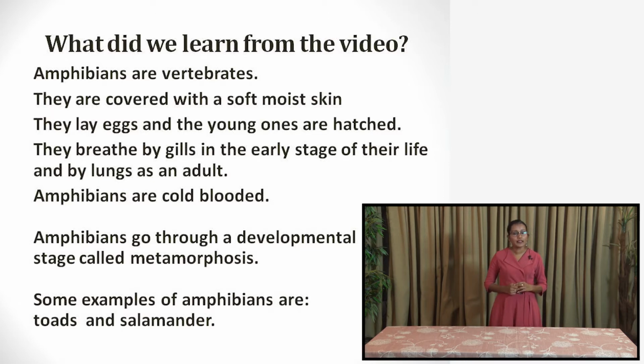They breathe by gills in the early stage of their life and by lungs as an adult. If you look there now, you're seeing both gills and lungs, right? So amphibians are basically called double life animals. The word amphibian means double life. So that is why at one stage they breathe by gills and at another stage they breathe by lungs. Amphibians are cold-blooded.